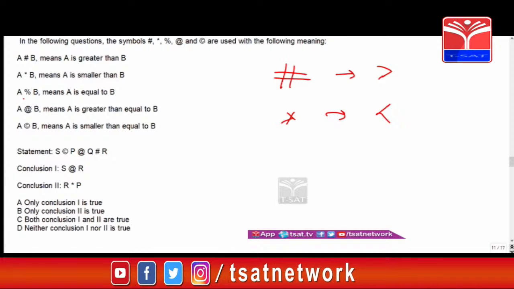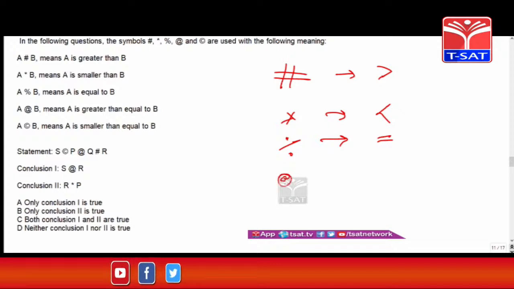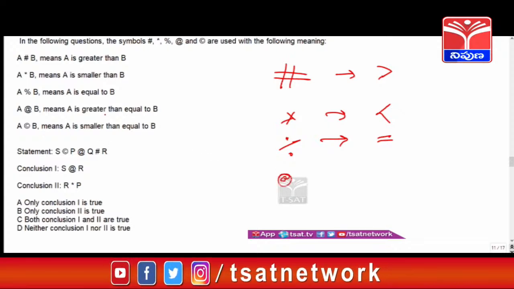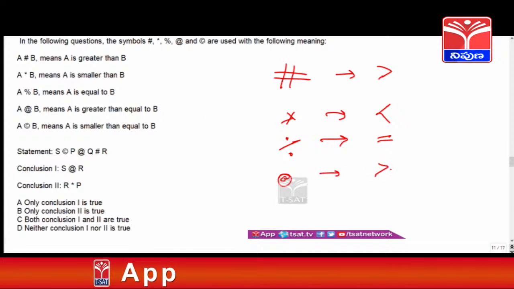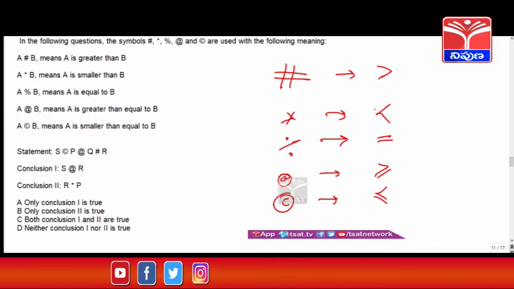In the same way, % means A is equal to B. Whenever you have this symbol %, obviously this symbol indicates equal. The other one is @. So @ symbol means A is greater than or equal to B. Finally, this symbol represents smaller than or equal to B. So directly these are the symbols. The symbols represent greater than or less than. So these are all the directions that are given.